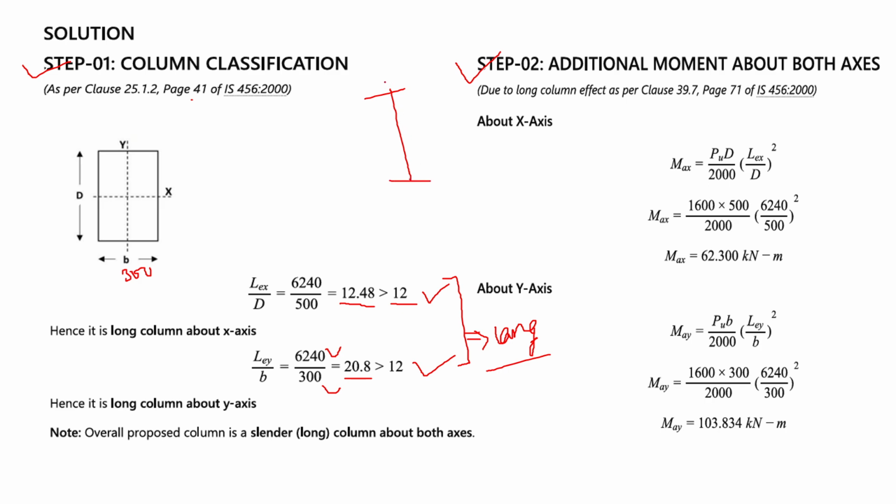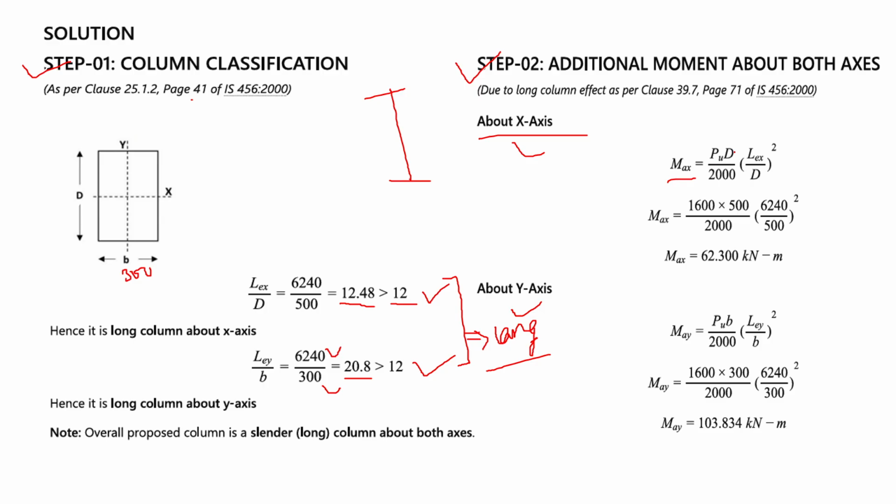So you have to find out the additional moment about both axes. Okay, due to the long column effect, you have to see clause 39.7, page number 71 as per IS 456. You have to find out the additional moment. The first moment you have got is due to the various loads acting on the column due to the beam, slab, live load and dead load. But here you have to find the additional moment because this column is long. So this is the MAX. You have to find the additional moment about the x axis and about the y axis.